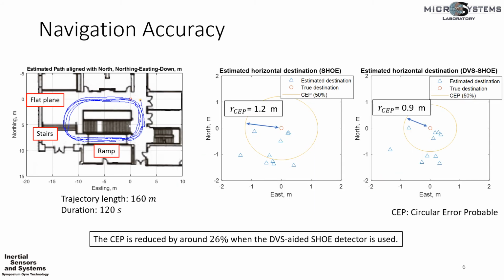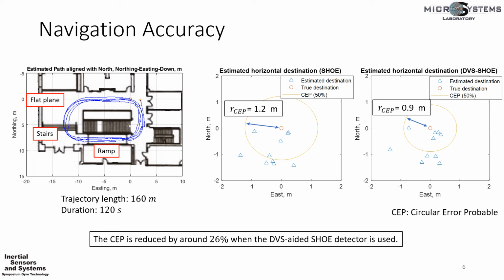In order to understand how the DVS shoe can improve navigation performance, we conducted a series of indoor closed-loop walking experiments. The trajectory included terrains of flat plane, stairs, and ramps. The pedestrian was walking at a speed of 75 steps per minute. The experiments were conducted at the Engineering Gateway building at the University of California, Irvine, and repeated 10 times. The duration of each trial was 120 seconds. A reference trajectory and a floor plan are shown in the plot on the left-hand side.